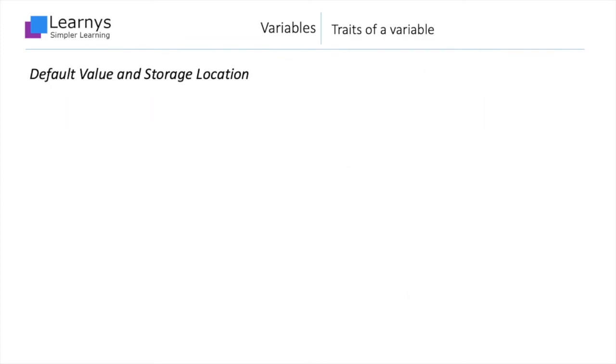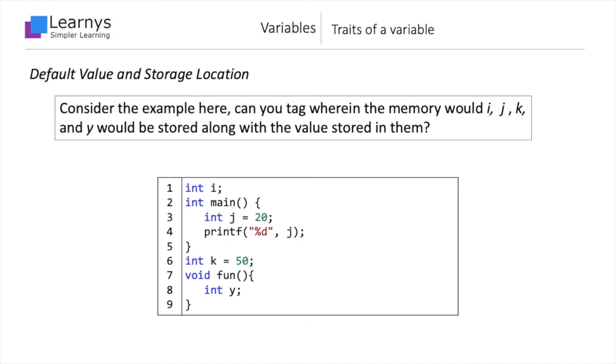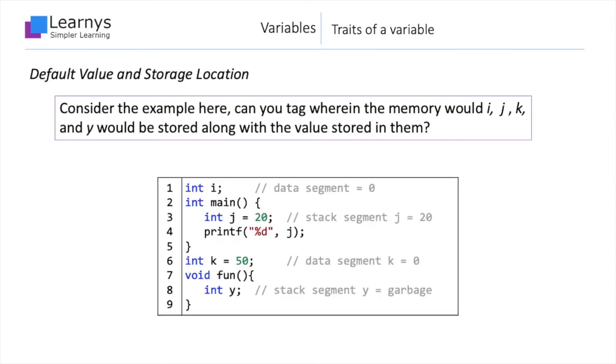Consider the example here. Can you tag where in the memory i, j, k and y would be stored, along with the value stored in them? The variables i and k belong to the data segment and will be initialized with 0. j and y will be stored in the stack segment with values 20 and random values respectively.